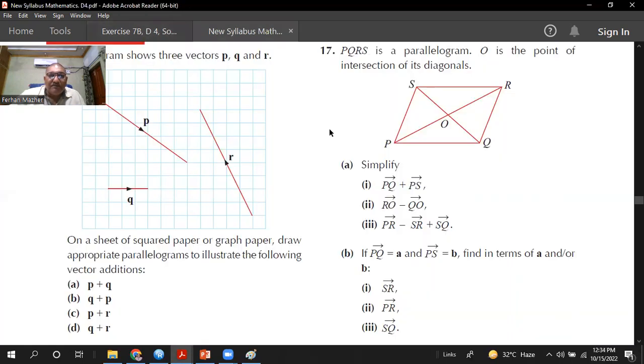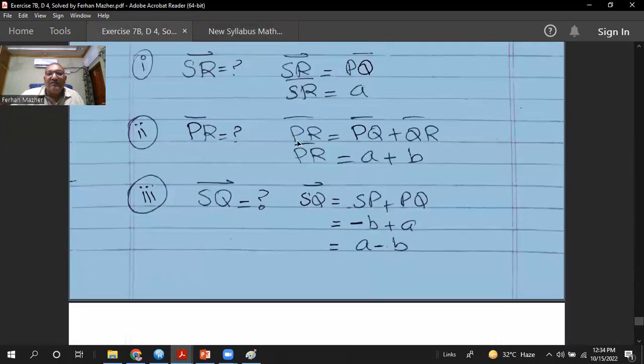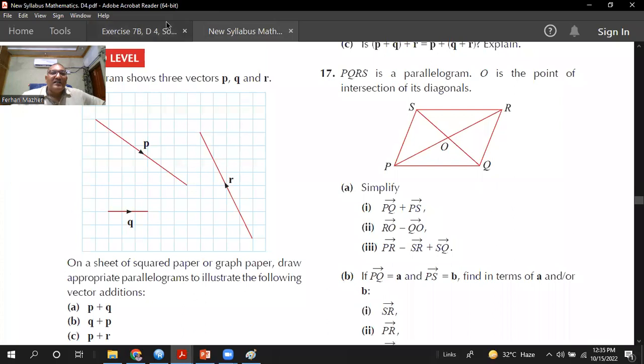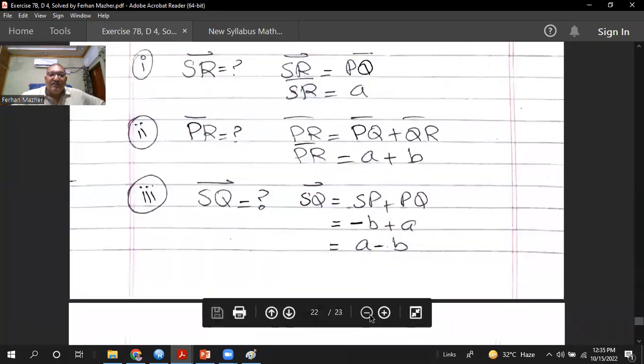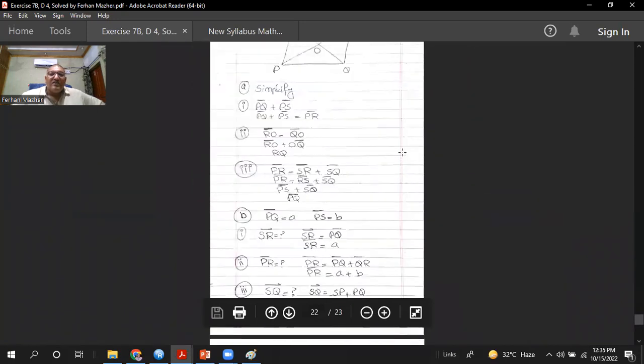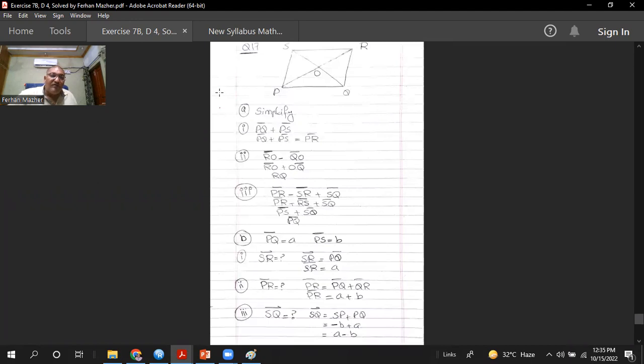Okay, simple. And the next question is SQ. From S go to P, from P go to Q. When you go from S to P, that will be minus B. So SQ will be equal to SP plus PQ. SP is minus B plus A, so it will be A minus B. So this is how you will do this part. Let me reduce the size so you can see the whole part together. I think this is question number 17. Hopefully you understand.